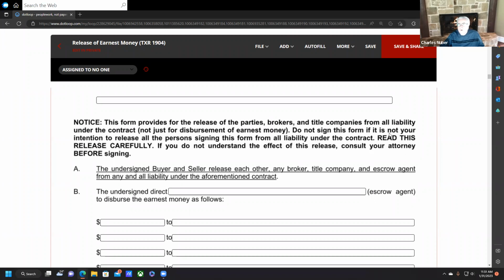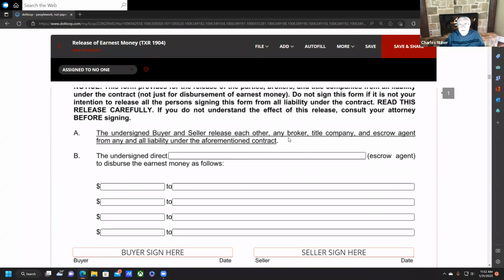Do not sign this form if it is not in your intention to release all parties signing this form from all liability under the contract. Read this form carefully. If you do not understand the effect of this release, consult your attorney before signing. But what it does is it makes me sleep at night because everybody is released from all obligation of this contract.